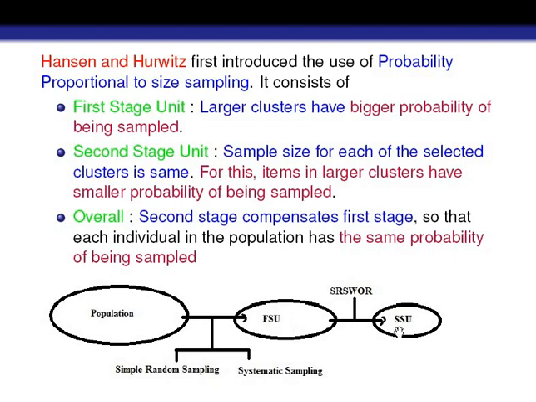But if we consider the same sample size for each of the selected clusters in case of secondary stage unit, in that case the units from the bigger cluster have smaller probability of being included in this secondary stage unit. Okay, so that each individual in the population has the same probability of being sampled. All these things will be pretty clear to you when I discuss them with an example.